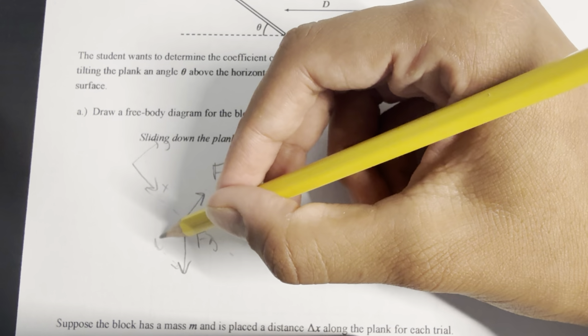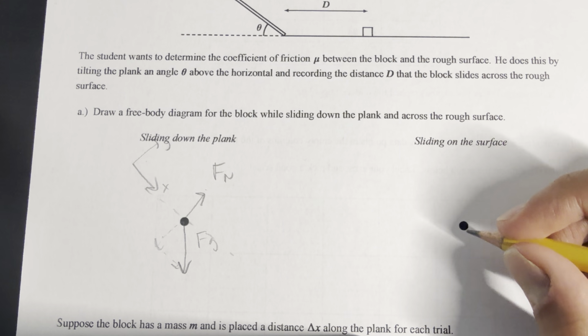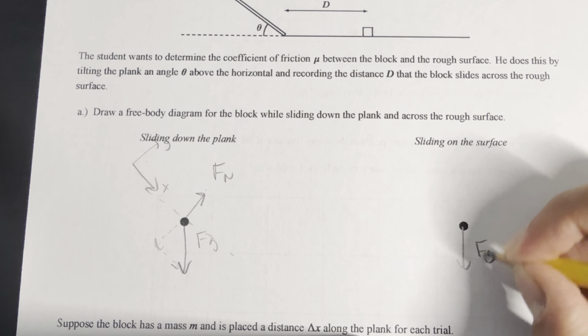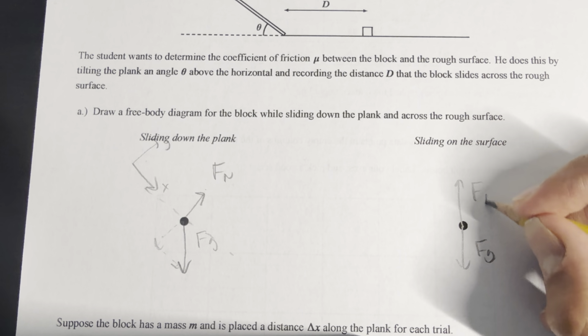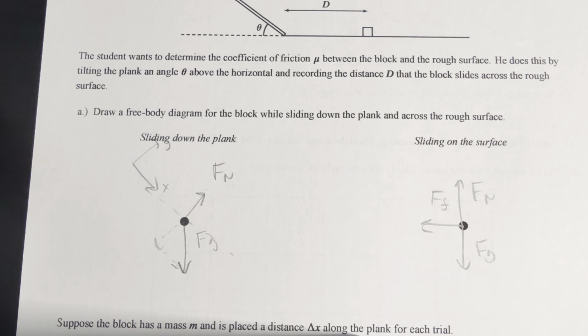Fn is going to equal Fgy, and then there's going to be Fgx. And then across the surface, it's pretty simple. There's going to be the Fg of the weight of the block. It's going to be balanced out by the normal force, and there's going to be friction, which is the reason why it comes to a stop, because the velocity is to the right.